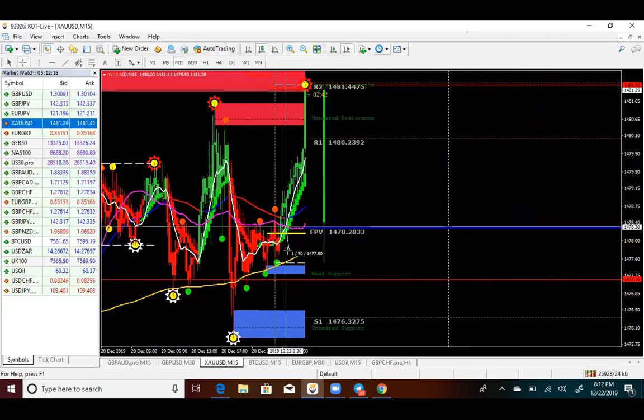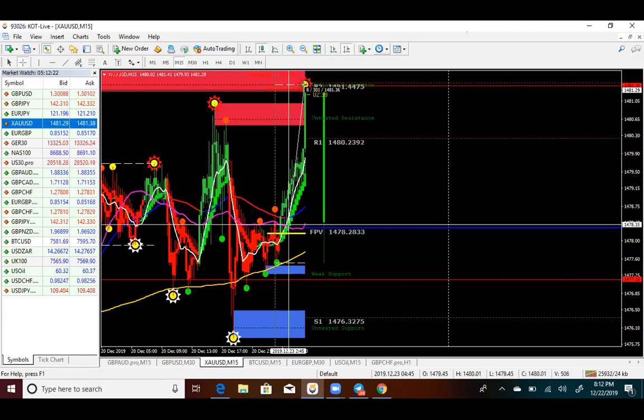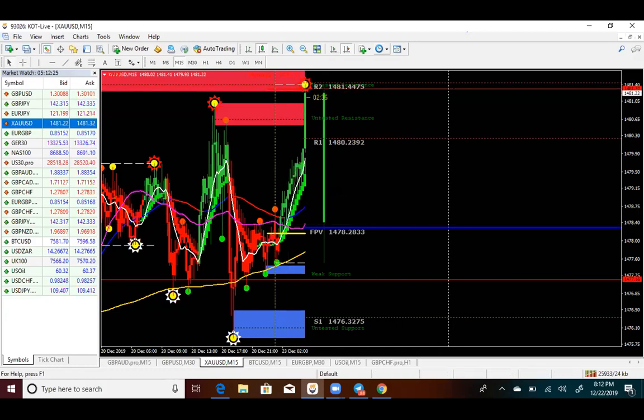We've got our 20 pip stop loss, and okay, cool, what happens? We shoot straight up for 300 pips, from 1476 to 1481. That's crazy, and that's literally just from getting on with somebody else. Like I said, two minds is better than one.